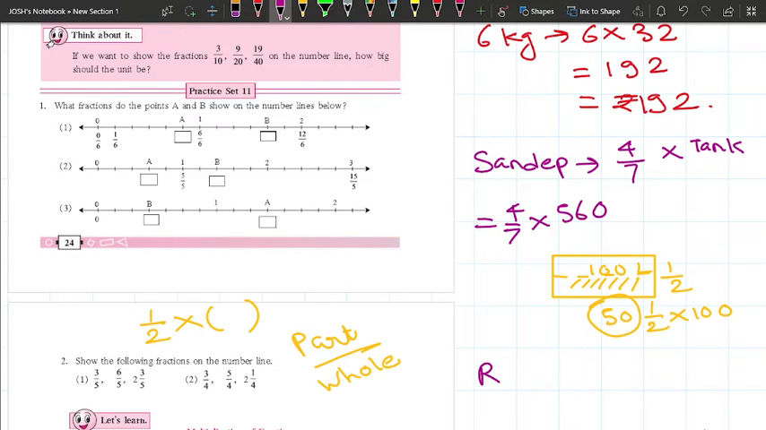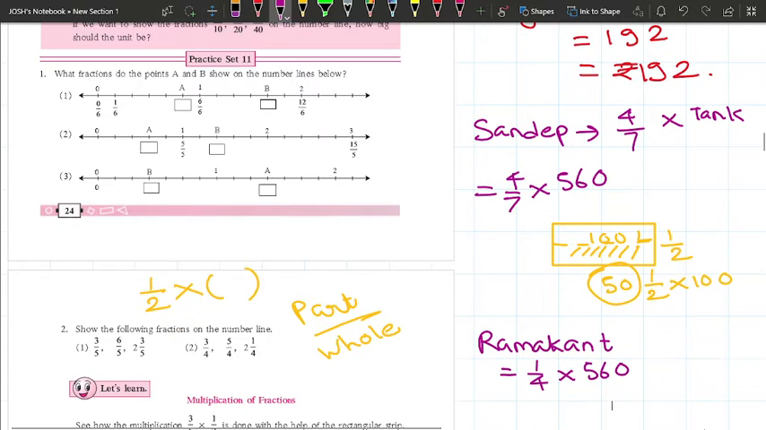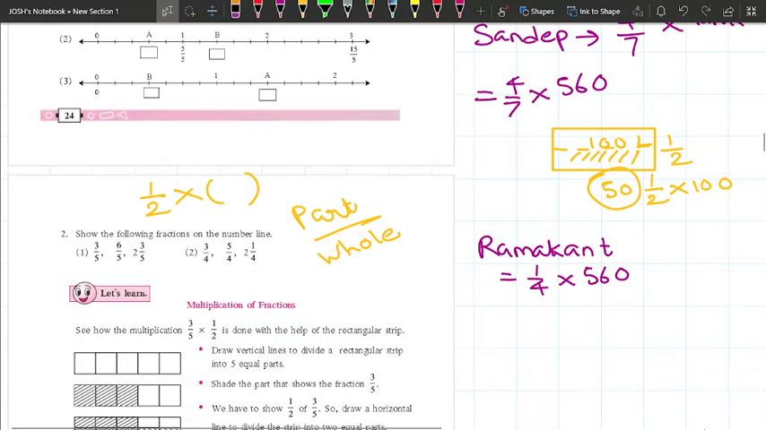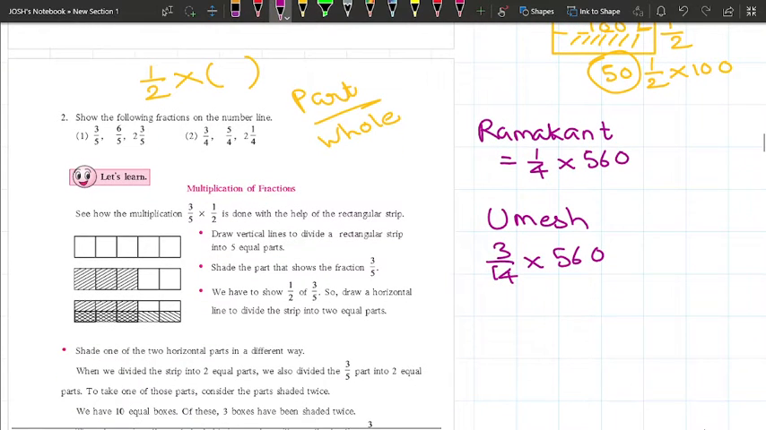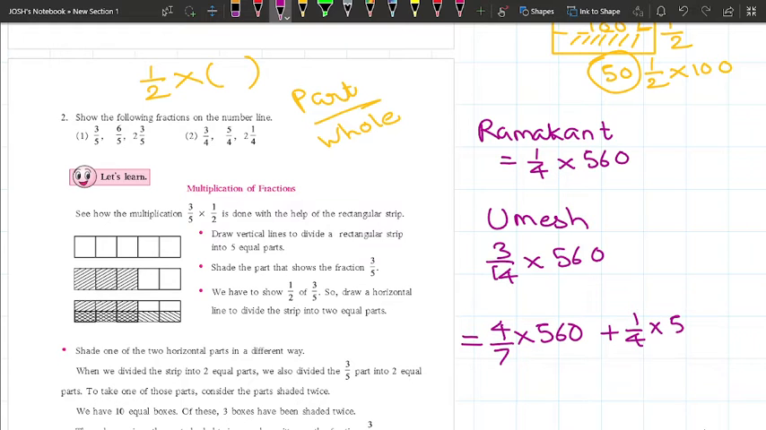Now Ramakant, he filled 1/4. So we will write 1/4 multiplied by 560. He filled, not used. And then we have another one, Umesh. He used 3 by 14 of the tank. So now this is the important part. So you will write 4 by 7 into 560 plus 1 by 4 into 560.